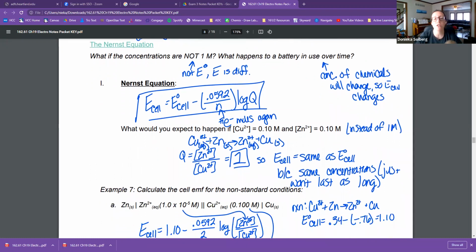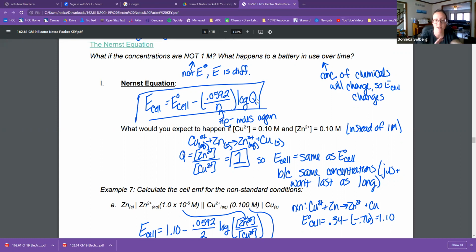So what would you expect to happen if I have copper at 0.1 molar and zinc at 0.1? Okay, so I changed the concentrations. They're not both at 1 molar anymore. Well, if I look at this equation, E naught cell I can calculate with copper and zinc if I pull that from the list. I do 0.0592 over however many electrons are being transferred. And well, I've got Cu 2+ and zinc 2+, so it must just be 2 electrons being transferred. And then log Q.